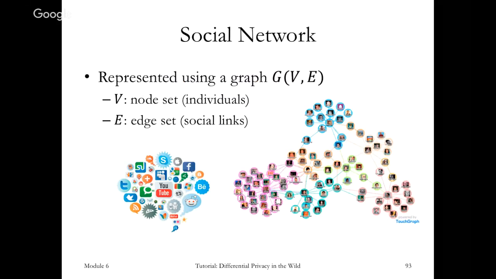So let's first look at instances of privacy notions for social networks. A social network can usually be represented as a graph, where the nodes are a set of individuals, and the edges are a set of social connections between the individuals.